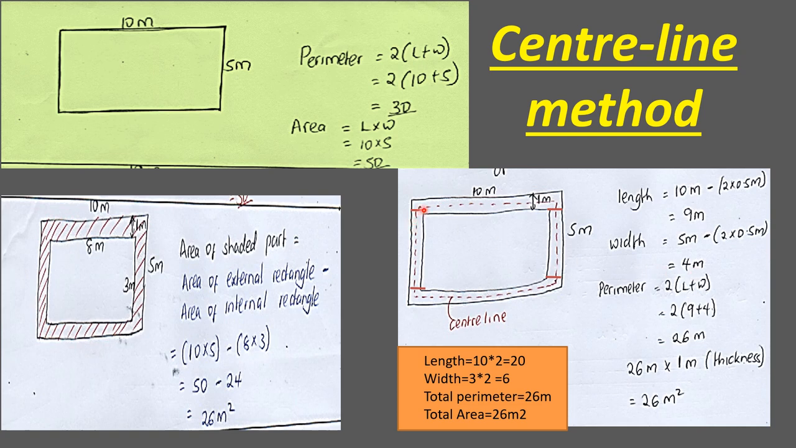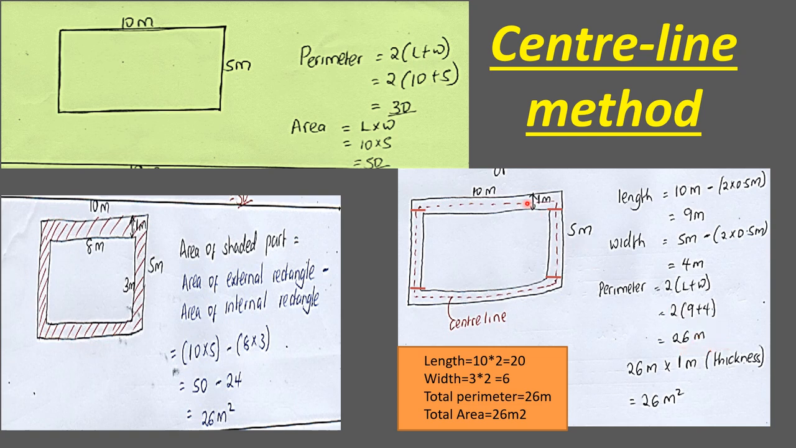The perimeter of this broken line, which is the centreline, shall be: perimeter of a rectangle is equal to 2 into bracket length plus width. If the length is 9 and the width is 4, the perimeter shall be 2 into bracket 13. So the total perimeter shall be 26 meters.